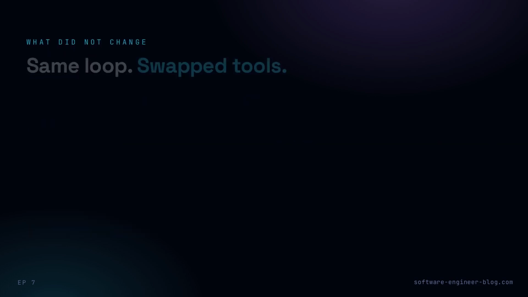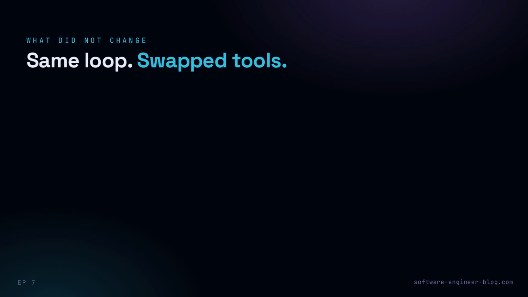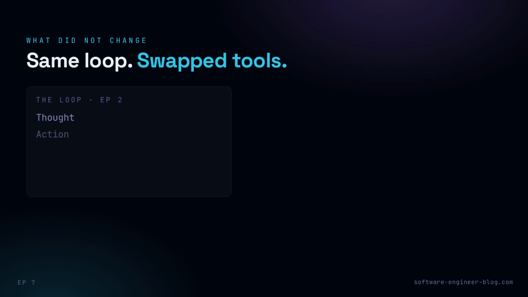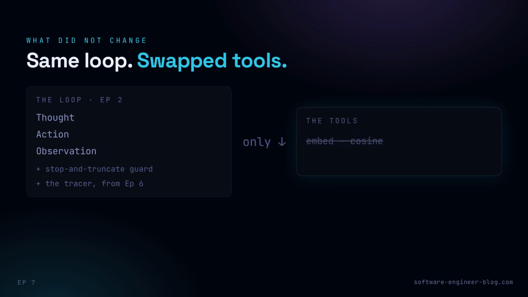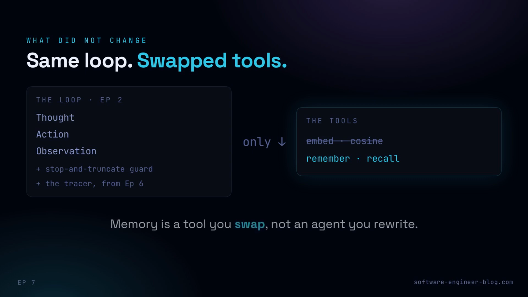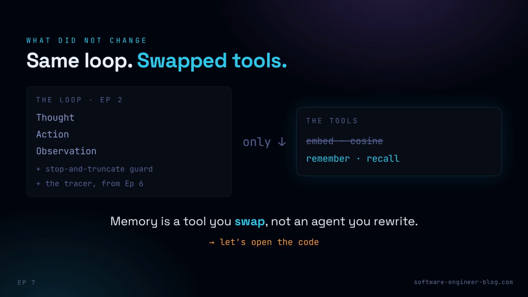And the loop around them does not change. Same ReAct format as Episode 2. Same honesty guard, same tracer from last episode, counting every token. Only the two tools changed. That is the real lesson here. Memory is a tool you swap out, not an agent you rewrite. So let's open the code.